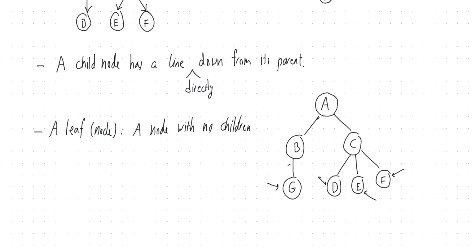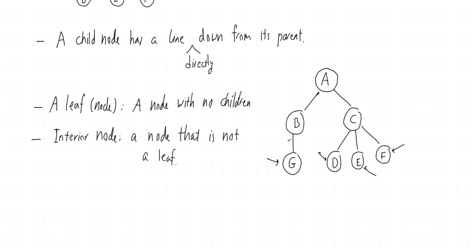Okay. Now, a definition that accompanies this is what's called an internal or interior node. An interior node is a node that is not a leaf. So a node that is not a leaf. Okay, so in the tree here, G, D, E, and F are leaves, which means that A, B, and C are internal nodes or interior nodes.